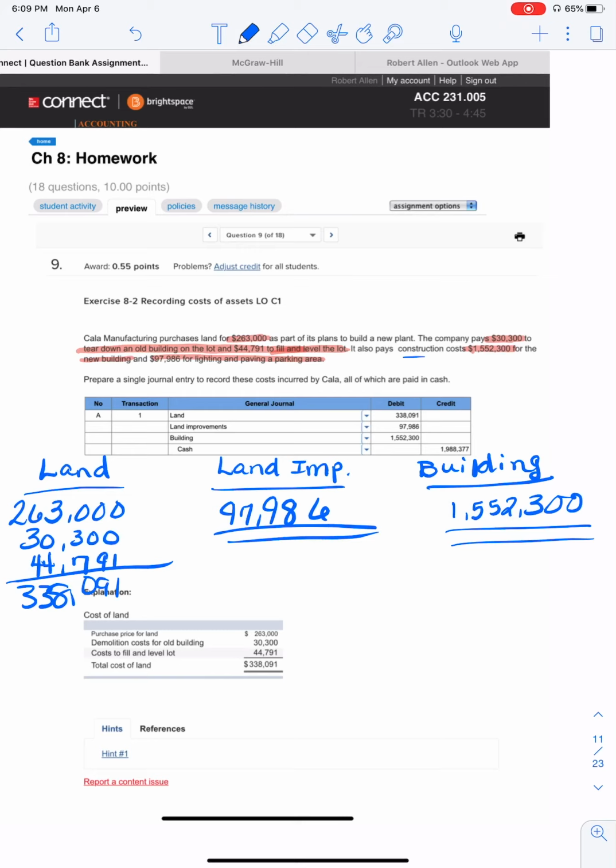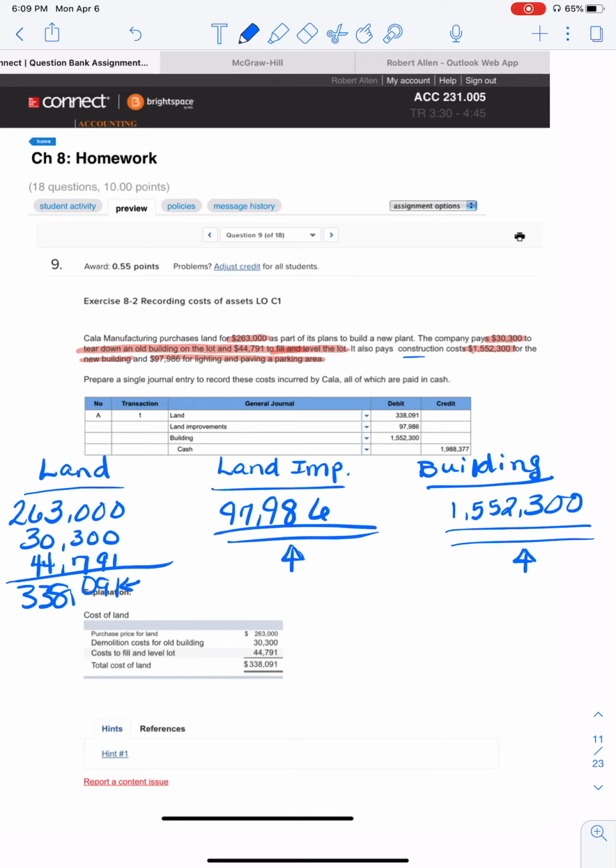Now all that's left is to make our actual journal entry. So for the land account, we're going to put in this $338,091. For land improvements, it'll be $97,986. And for the building, $1,552,300.